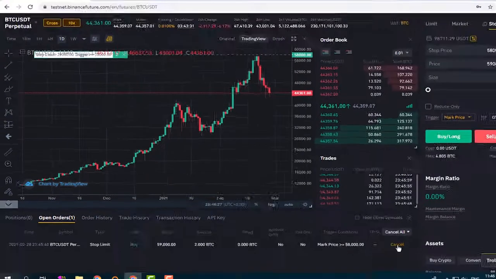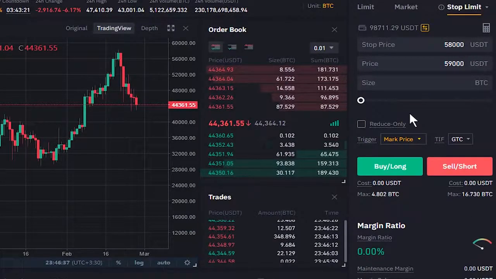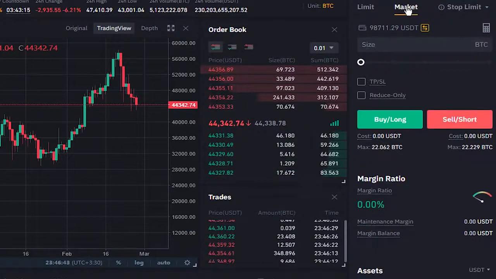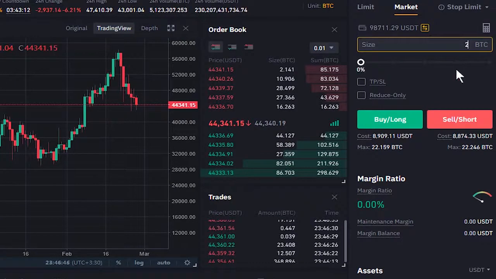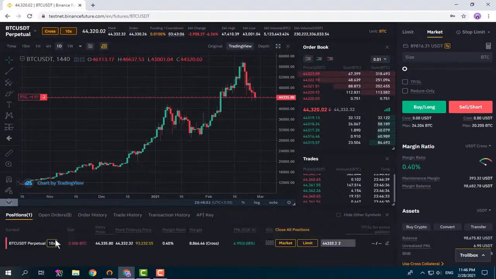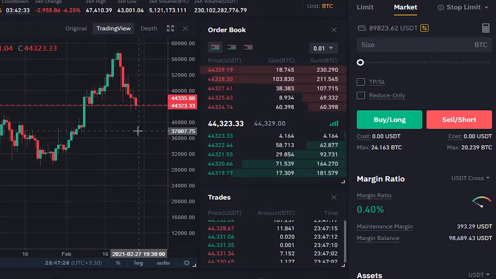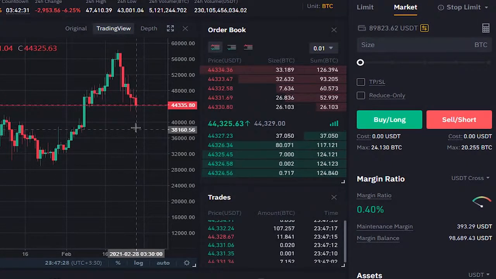Let me cancel this and let's open a short position. We go to market order and let's sell 2 Bitcoins. Clicking on sell short, and here it is in positions. All right, we have a short position now, and we entered this position because we expect that the price is gonna fall. But what if the price goes against us? So we must set a stop loss order.